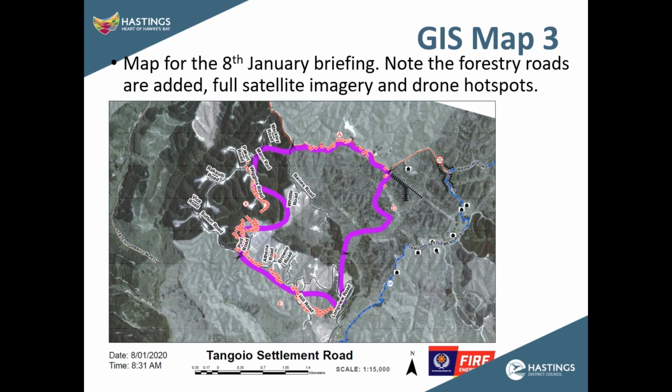Over the night of the 7th and 8th, FENZ drones equipped with infrared cameras captured hotspots around the perimeter. This allows us to have the most accurate picture of the fire perimeter, so we can see the differences in a couple areas between the estimation, the purple line, and the actual perimeter.